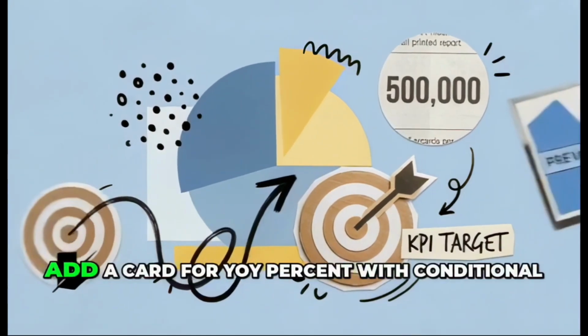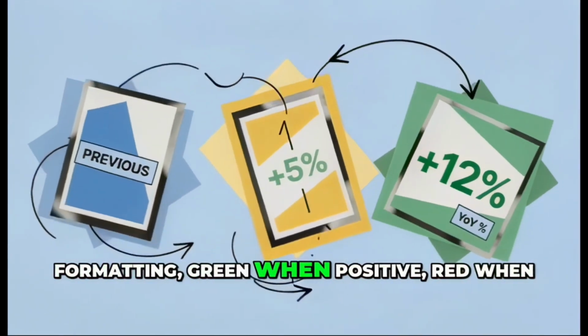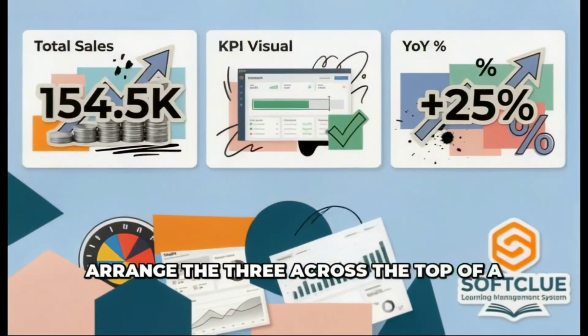500,000. Add a card for YoY percent with conditional formatting: green when positive, red when negative. Arrange the three across the top of a report page.